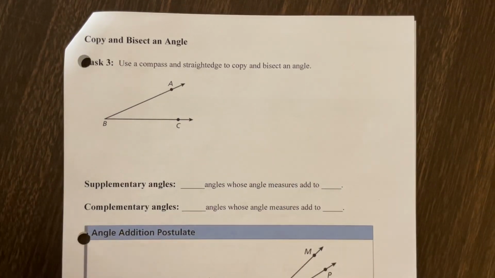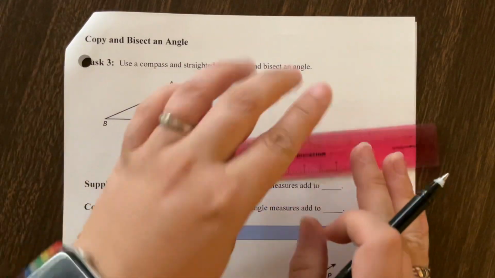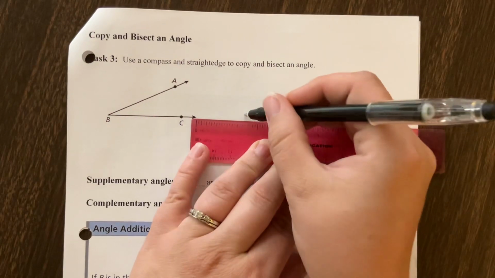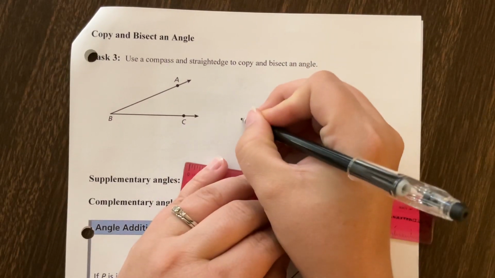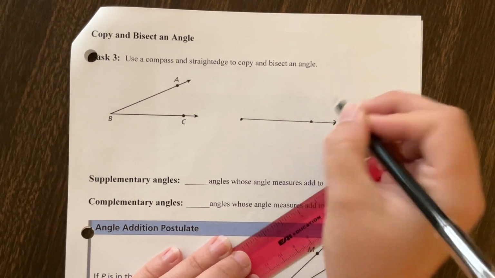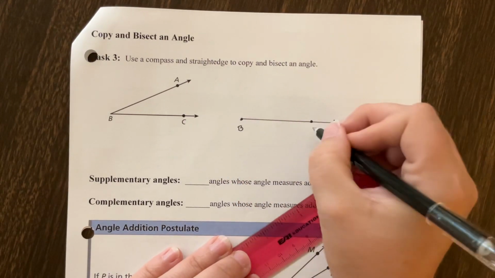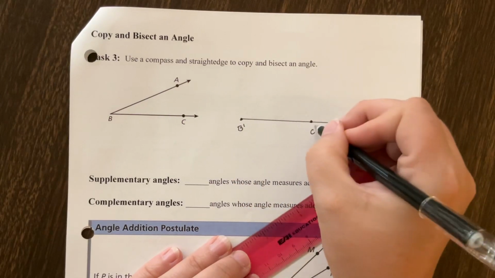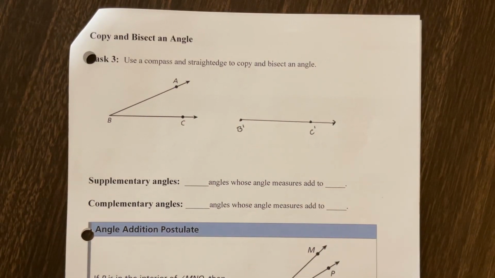Okay, the first step in copying is to just draw a first angle. Like I can copy BC, no problem. Meaning I don't even really have to measure because C doesn't even have to be the same distance. So I'm going to call this B and I'm going to call this C, B prime, C prime. So we denote they're different.